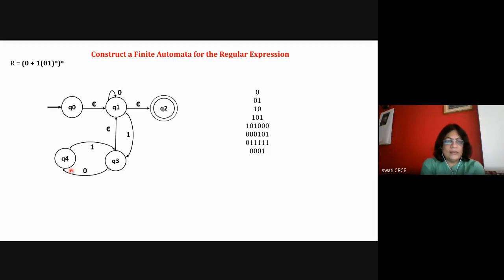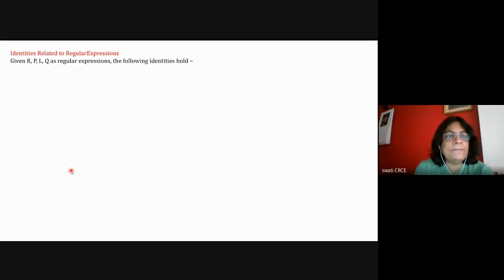Okay, so we'll move on to today's objective. Today I'm going to teach you about identities related to regular expressions. What is meant by that? Suppose we are assuming that in the following examples, these are the regular expressions: capital R, capital P, capital L, capital Q. Let us see what the definition of a regular expression is.